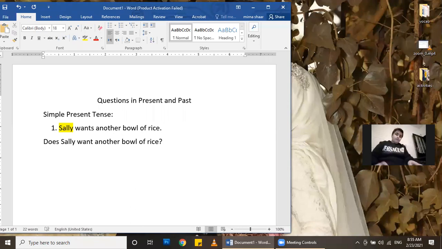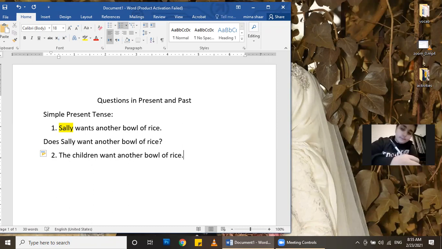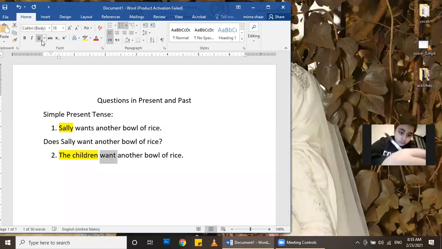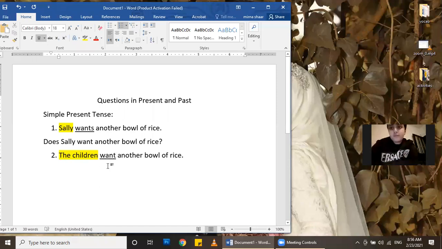Okay, the second sentence, let's say the children, the same sentence, but I'm gonna change it into plural. The children want another bowl of rice. If I want to compare the first sentence and the second one, I notice that it starts with the subject, but the subject here is singular. And then, of course, I have the verb of the sentence here. The verb is the word want. Since the subject is plural, I don't add s, es, or ies to the verb. I keep it as is. So the children want another bowl of rice.